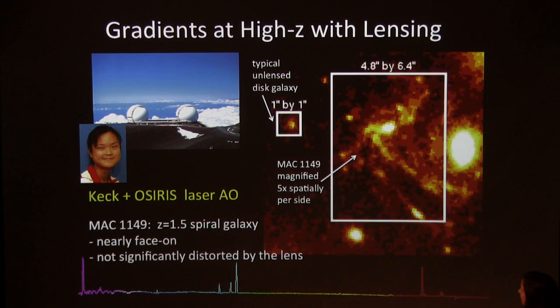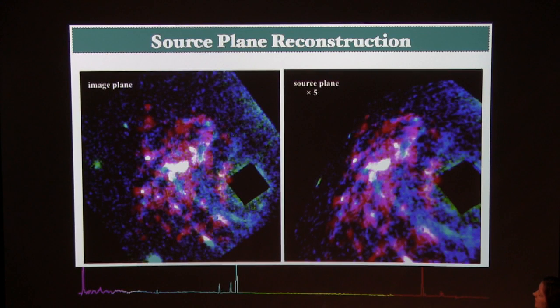And at the moment we start with easy cases, and this is an easy case. This shows you a grand design spiral galaxy. It's at redshift 1.5. And this galaxy would be this size if it wasn't lensed. It's magnified about 5 times on the side and about 30 times in magnitude. And it's not significantly distorted by the lens. So here's the image plane of the galaxy, and here's the source plane, and they look pretty similar. The gravitational lens is basically just doing this to the galaxy. So we're lucky in this case. Some of the cases are much harder to model.